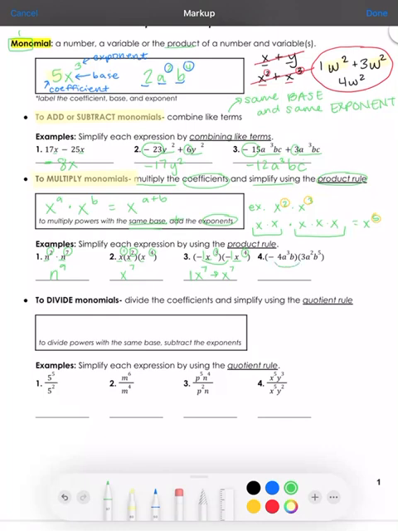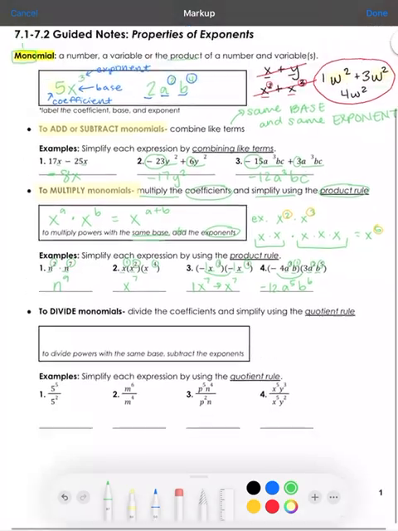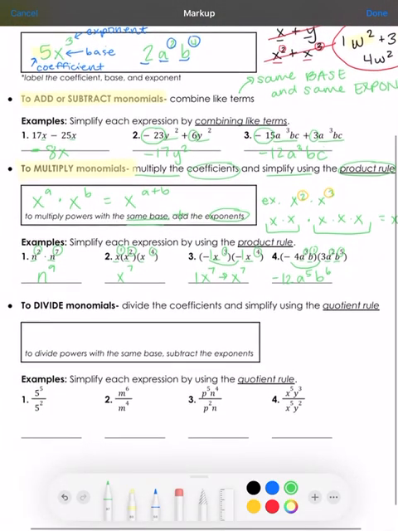And then finally over here, I'm going to first multiply my coefficients. I have negative 4 times 3, which is negative 12. Then I have a to the 3rd and a squared, so that becomes a to the 5th. And then I have b to the 1st and b to the 5th. 5 plus 1 is b to the 6th. So that's how we use the product rule.